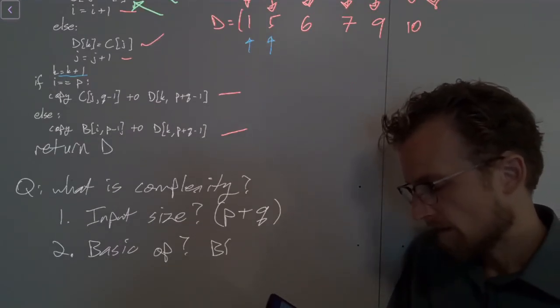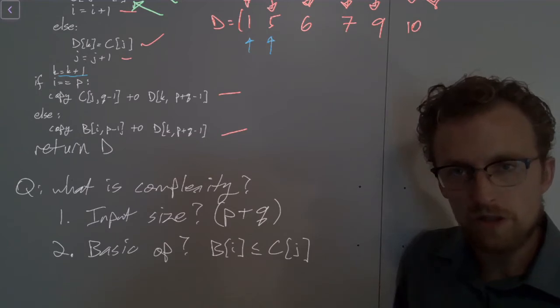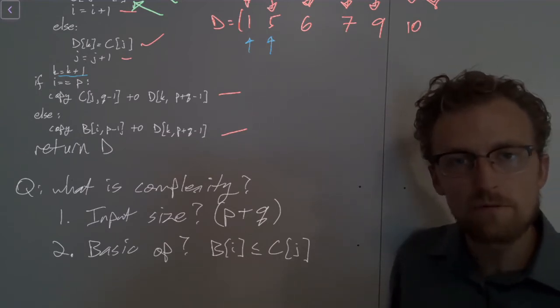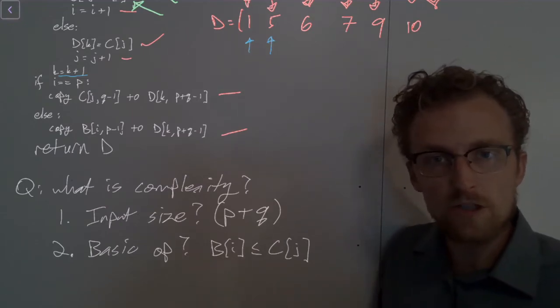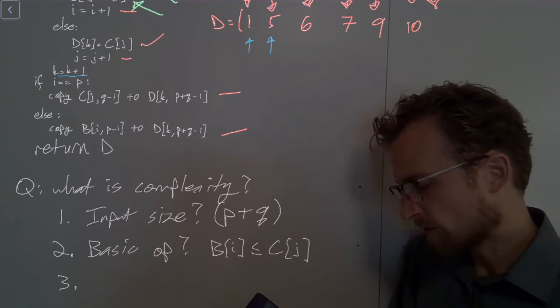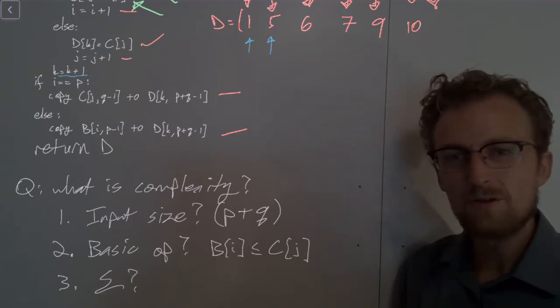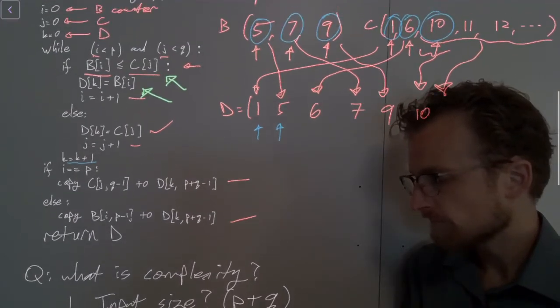So it's B at index I is less than or equal to C at index J. That's our basic operation here. So the question is, how many times can that fire? How many basic operations can we get as a function of the combined size of the two input arrays? Well, we'd really like to be able to just write a summation using for loop limits, but we don't have a for loop, so what else can we do?